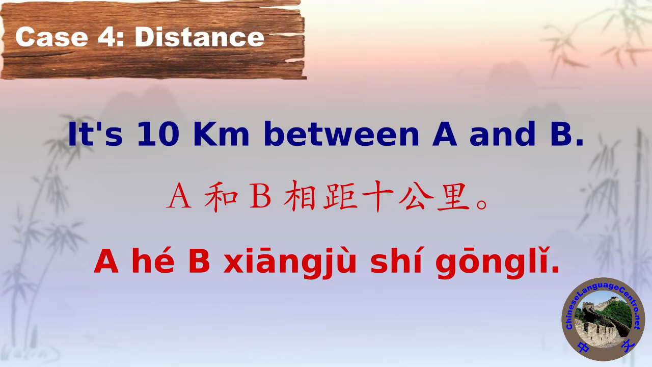Next case is distance. It's 10 kilometers between A and B. We say, A 和 B 相距10公里.